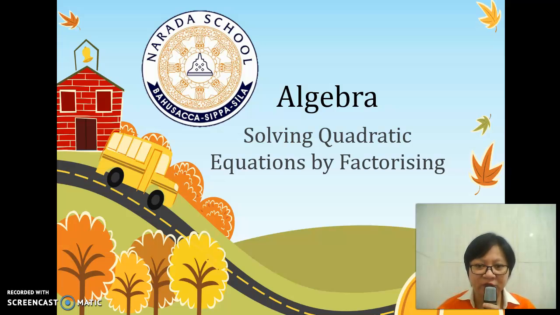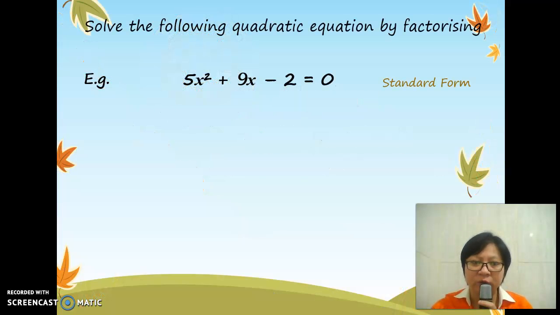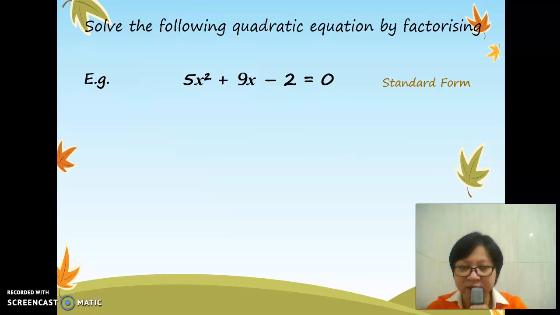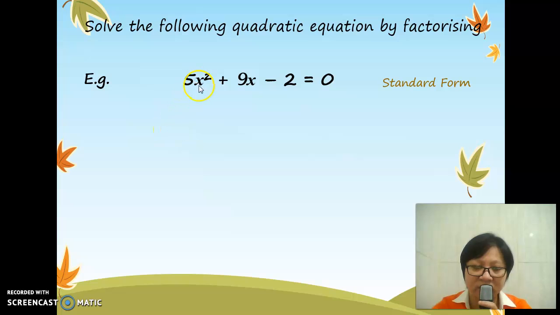In the previous video, you have learned how to solve quadratic equation by factorizing, where the coefficient of the x squared is equal to 1. In this video, you are going to learn how to solve the quadratic equation by factorizing, where the coefficient of the x squared is not equal to 1. In this example, the coefficient of the x squared is equal to 5.